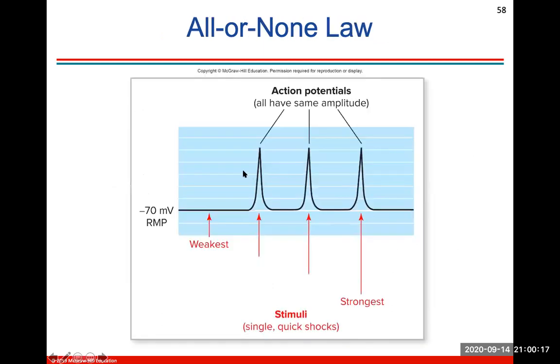So here's a look at all similar amplitudes of action potential. And you can see here that even with a stronger stimulus and a stronger stimulus, the action potentials will have the same peak size, regardless of how strong the stimulus is. The stimulus just has to be strong enough to get the axon up to the -55 threshold.